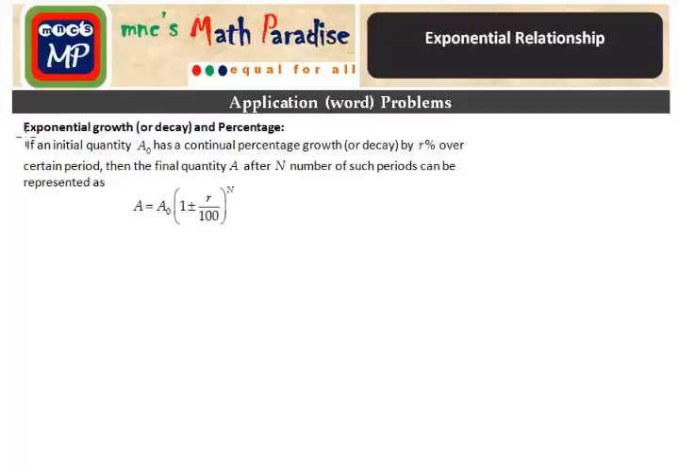Here we will derive a formula to find the exponential growth or decay equation relating to percentage. That is, if an initial quantity A0 has a continual percentage growth or decay by R% over a certain period, then the final quantity A after n number of such periods can be represented by this equation. Let us discuss it and understand it.